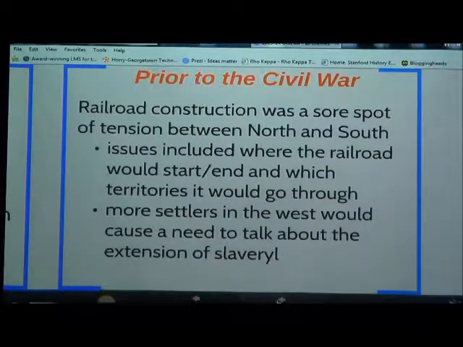Various issues, including where the railroads would start and end. Would it start in the North? Would it end in the South? Where it would start and end, what territories it would go through.